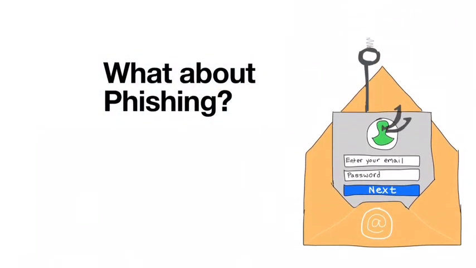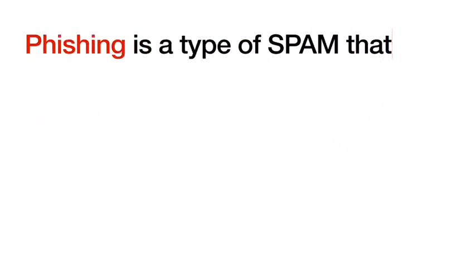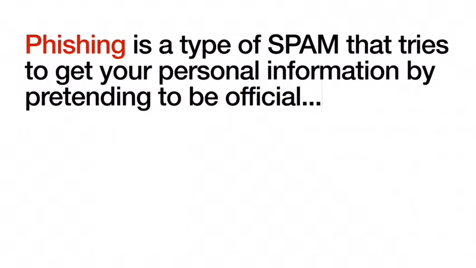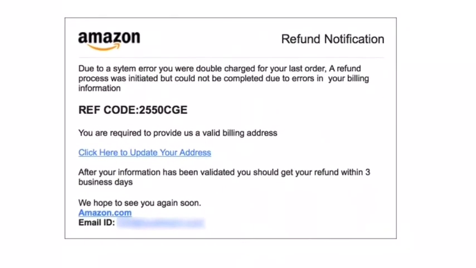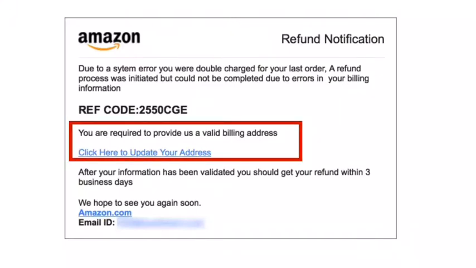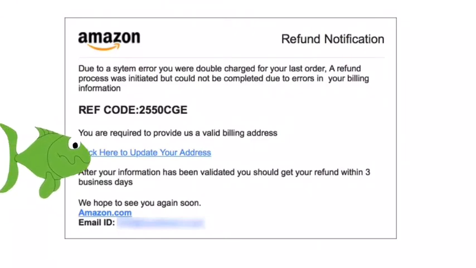What about phishing? Phishing is a type of spam that attempts to gain people's personal information by pretending to be official. Here's an example of an email that looks like it comes from Amazon. It even tempts me with the possibility of a refund. But this email is asking me to click a link and enter personal information. Something is definitely fishy here.